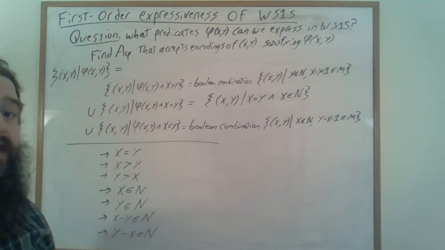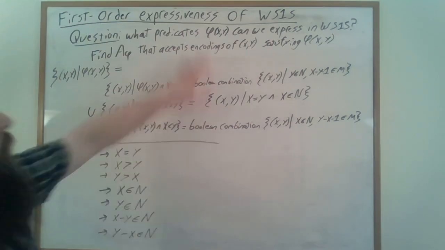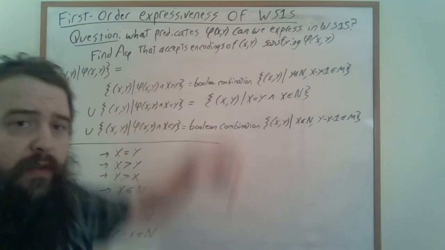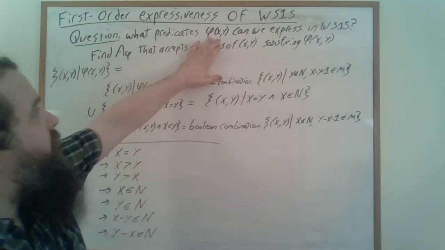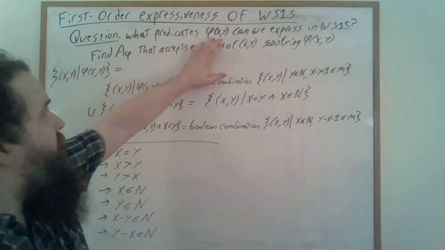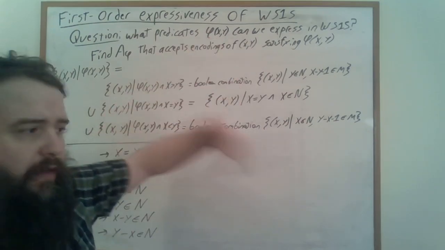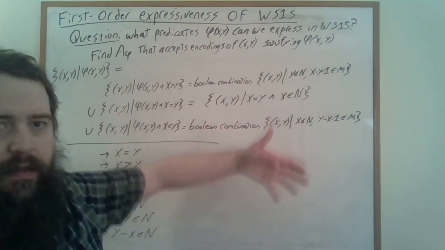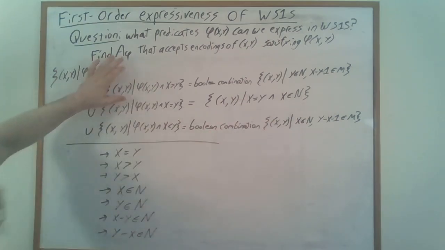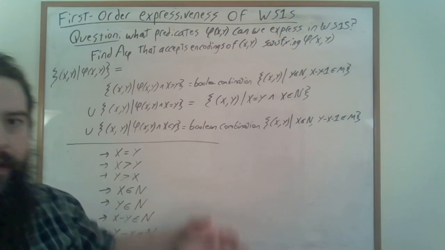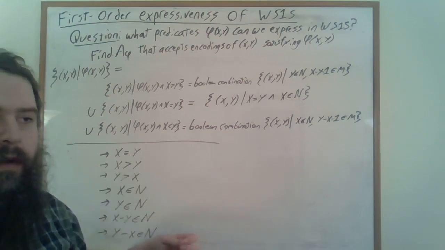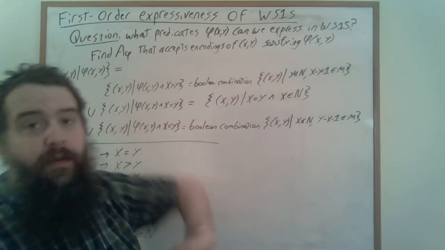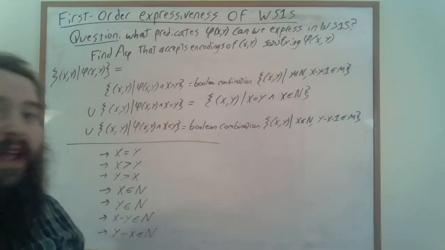So I hope you can see just how powerful it is to turn expressions in weak S1S, and this also applies for Büchi arithmetic or the word logic, into some sort of other expression of the regular languages, either a finite state automaton or a regular expression, or maybe a non-deterministic finite state automaton, or maybe a formula in a different logic that we had. And you can keep going.